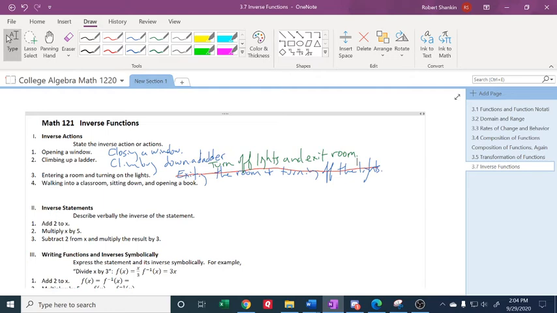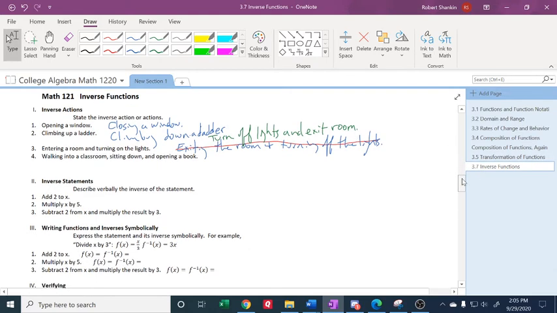So it doesn't undo the actions unless we also reverse the order. We have to close the book, stand up, and then walk out of the classroom. All right. So that's how we invert actions in general. And in math, it works exactly the same way.